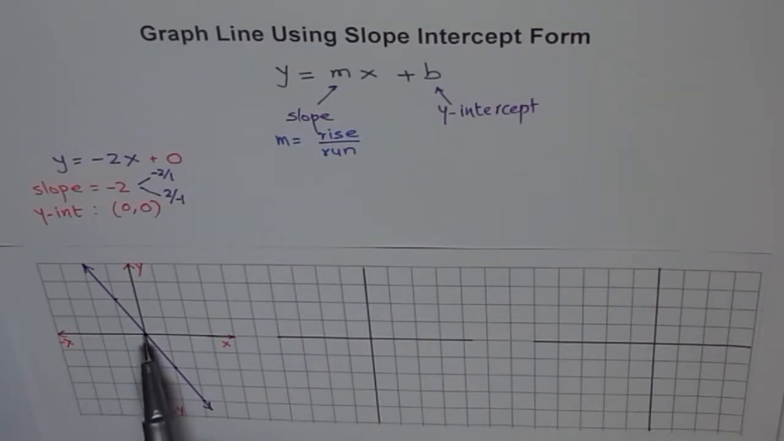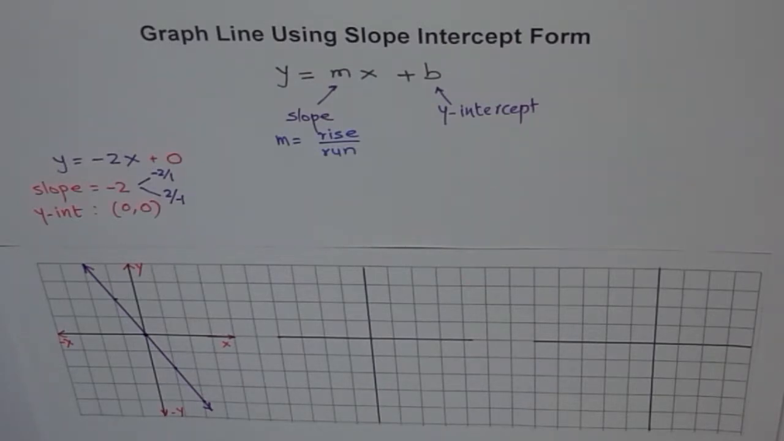And what is the slope? Slope, from here, if you have to go to the next point, you do rise, which is negative 2, and run 1. So slope is minus 2. Do you get it? So that line is a perfect line for y equals minus 2x. Now, we will take another example and then practice.